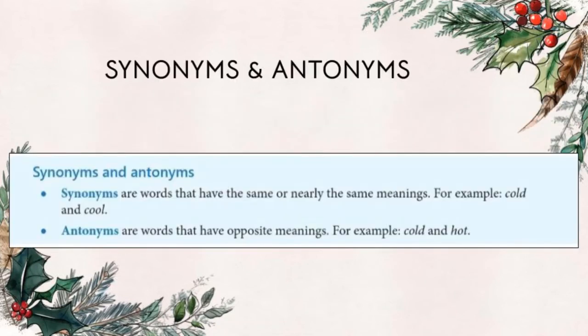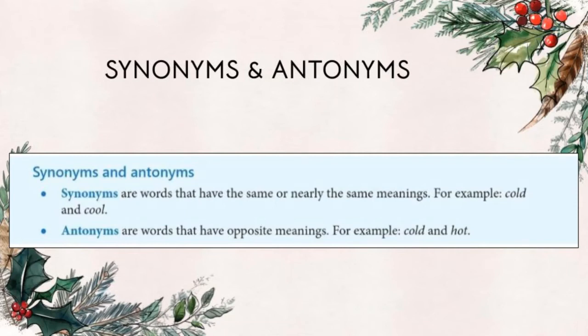Okay, students, now we are going to see about synonyms and antonyms. What do you mean by synonyms? Synonym means same meanings. What do you mean by antonym? Antonym means opposite. Synonyms are words that have the same or nearly the same meanings. For example, cold and cool.